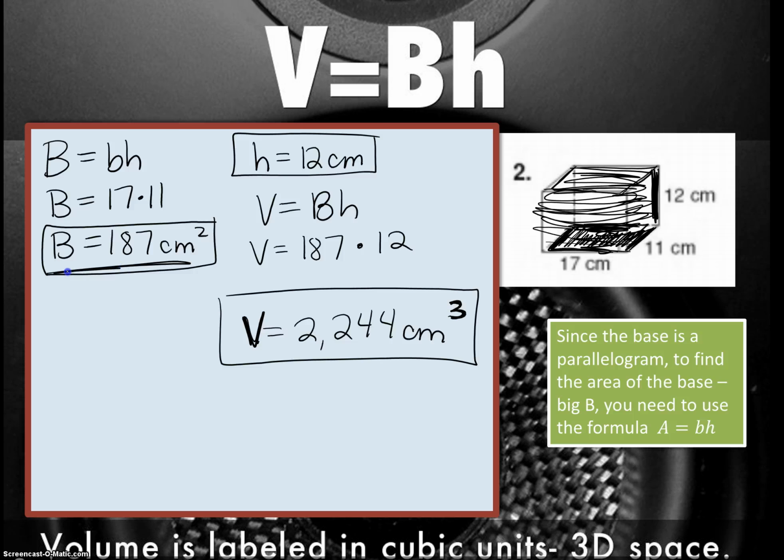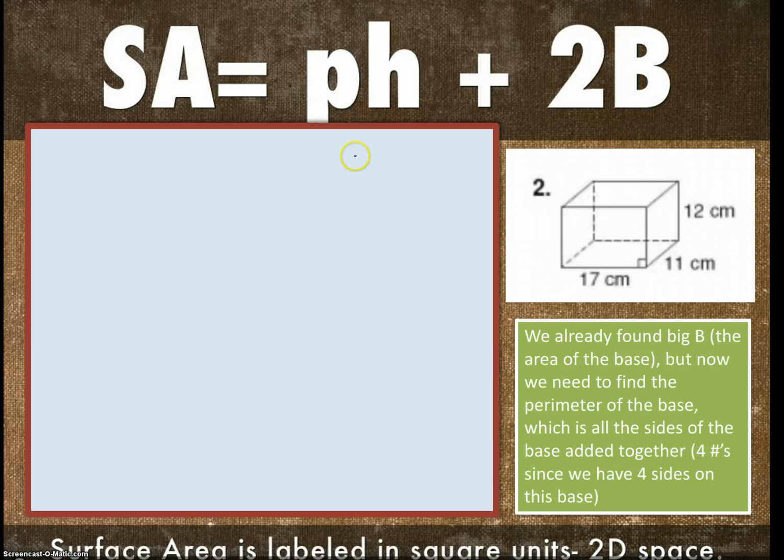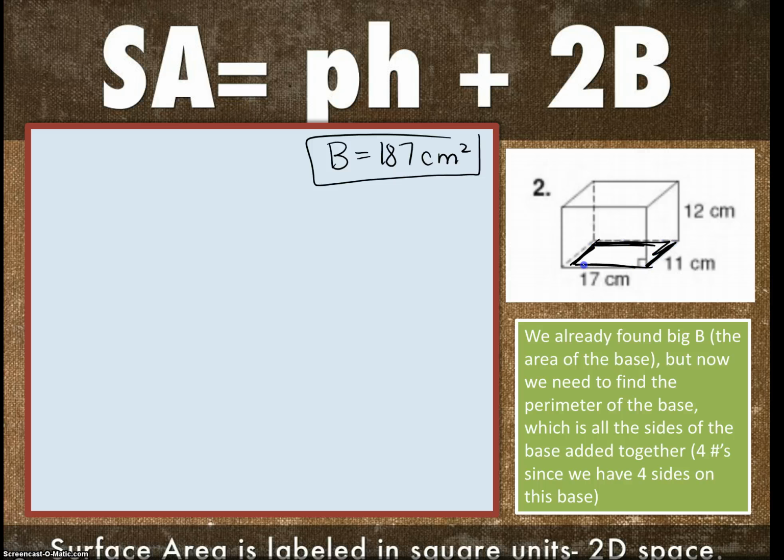So keep this 187 in mind for finding the surface area of the exact same shape. We're just going to use 187 because we already found it. There's no need to do it again. You could just multiply 17 by 11 again, but in this case I have to remember that this was my base. So you have not seen a problem like this that has not been a circle.